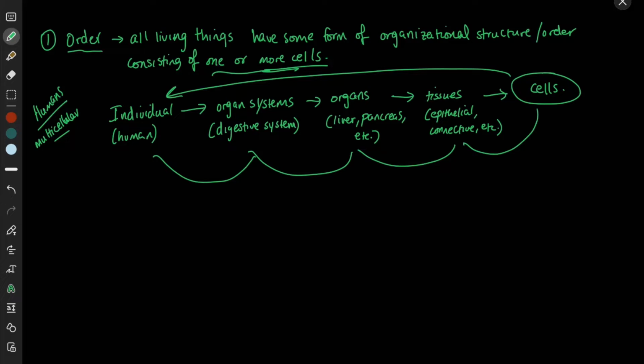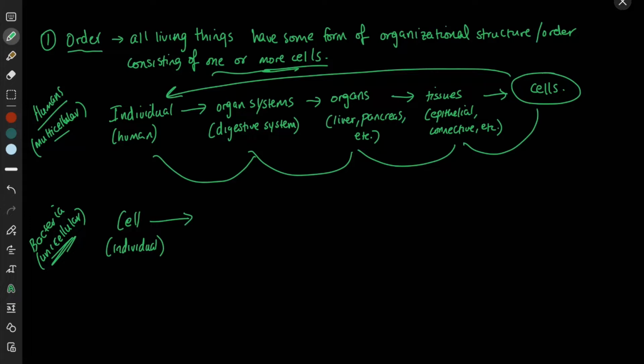So let's look at how a unicellular organism is structured. For example, bacteria are an example of unicellular creatures. Here we start with the cell. The cell is the biggest component; the cell is the individual, because for unicellular organisms you only have one cell. So the cell is the whole organism.